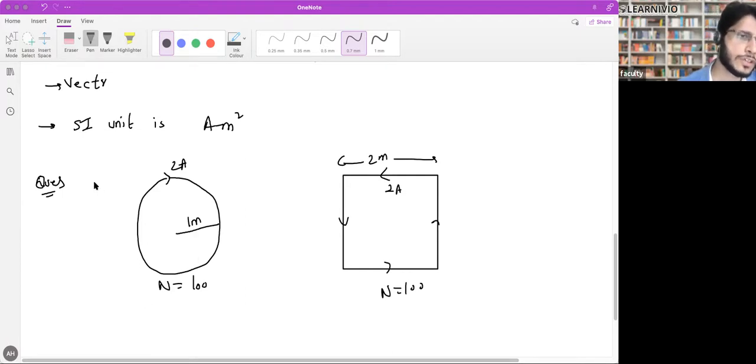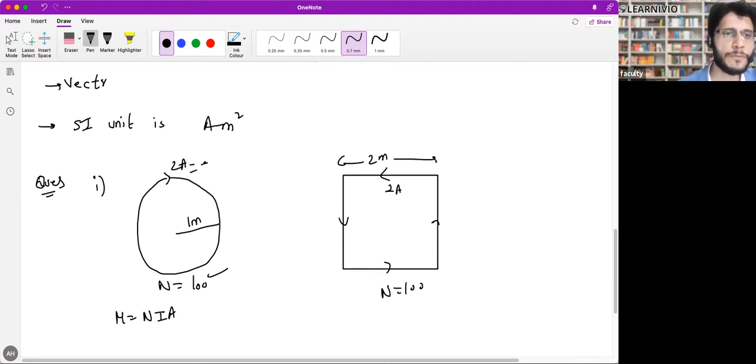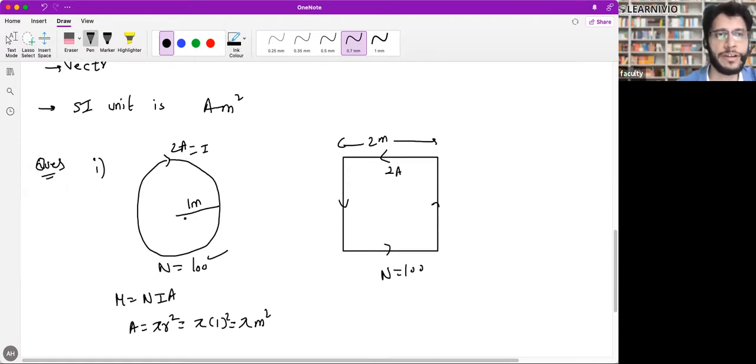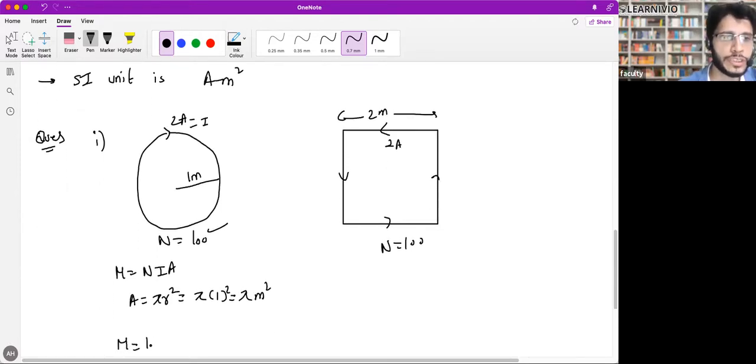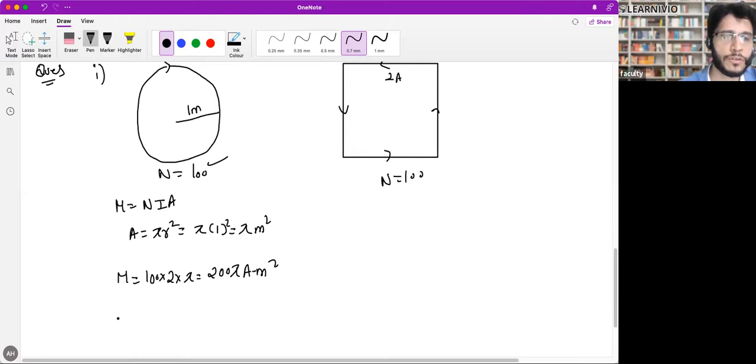For the first coil, the magnetic moment is simply NIA. N is 100, I is 2 ampere, but you're supposed to calculate A, the area. Area is pi r square, so it's pi into 1 square, which is pi meter square. When you substitute, N is 100, I is 2, A is pi, so you will have 200 pi ampere meter square. So the magnetic moment is 200 pi ampere meter square.